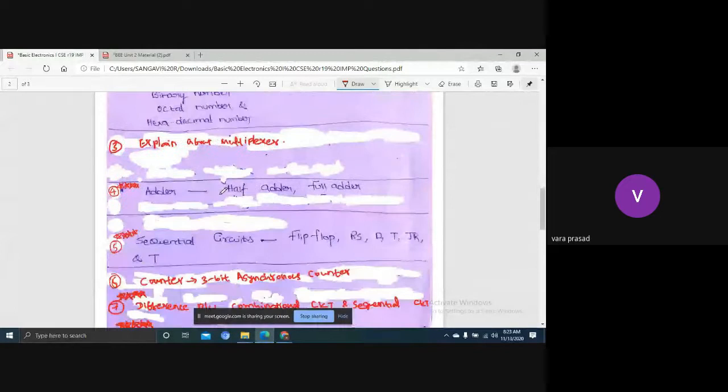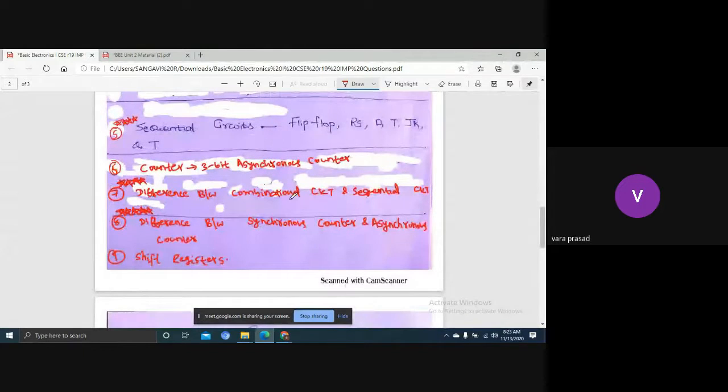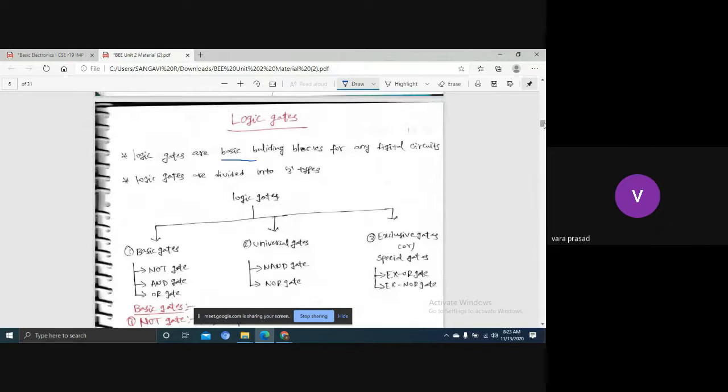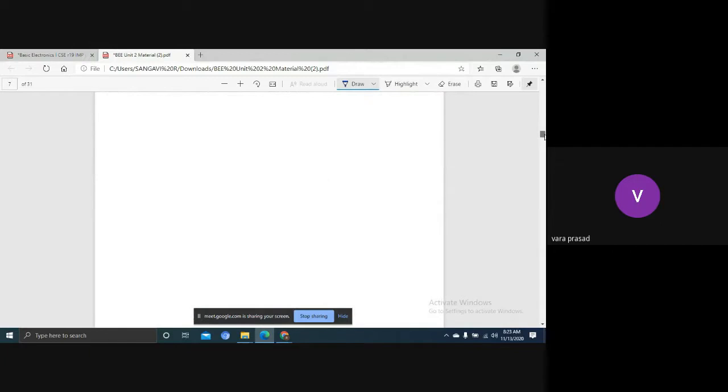Next one is the differences between combinational circuit and sequential circuit. This is the third expected question. We'll discuss that one: difference between combinational circuit and sequential circuit.